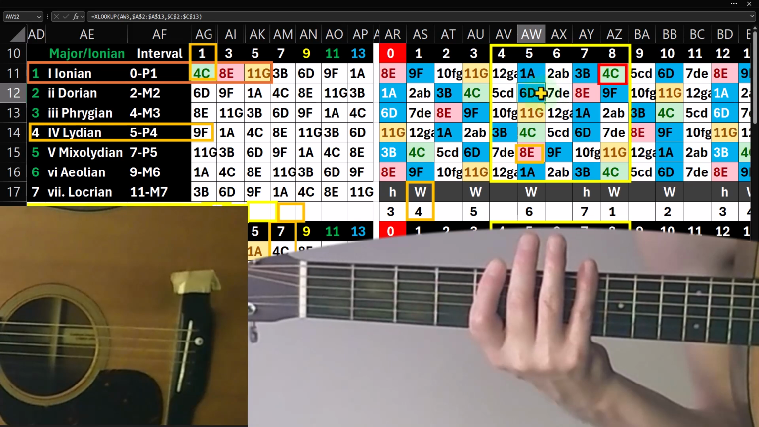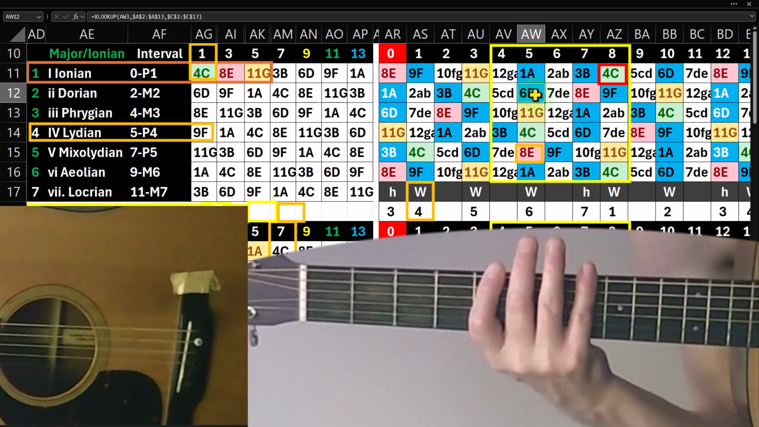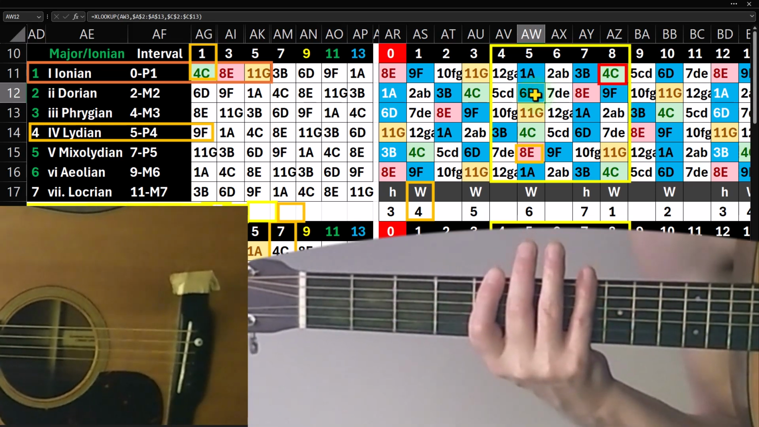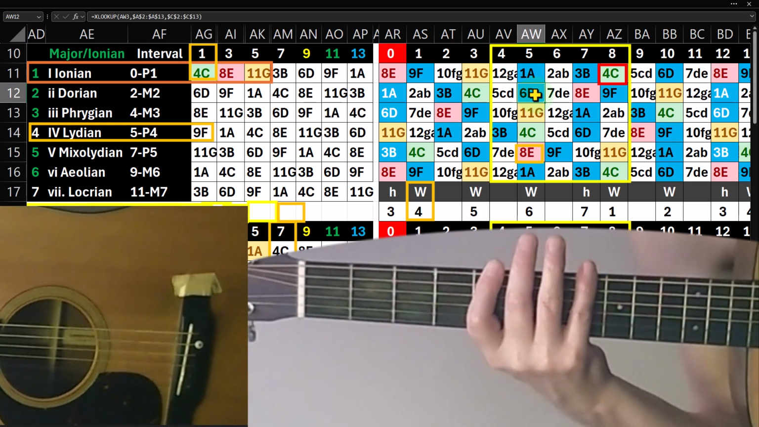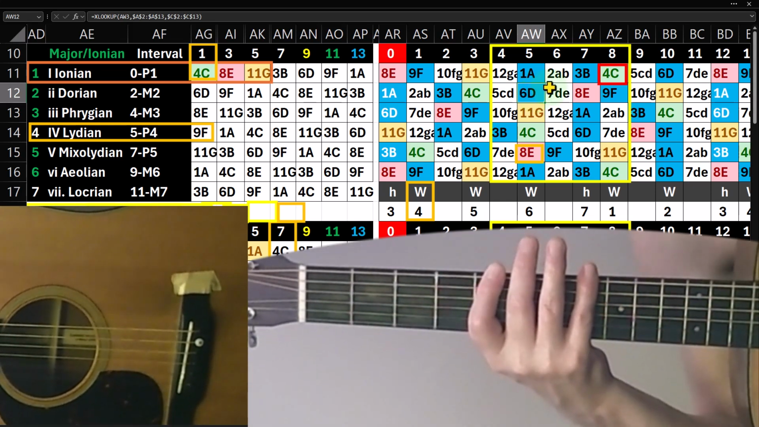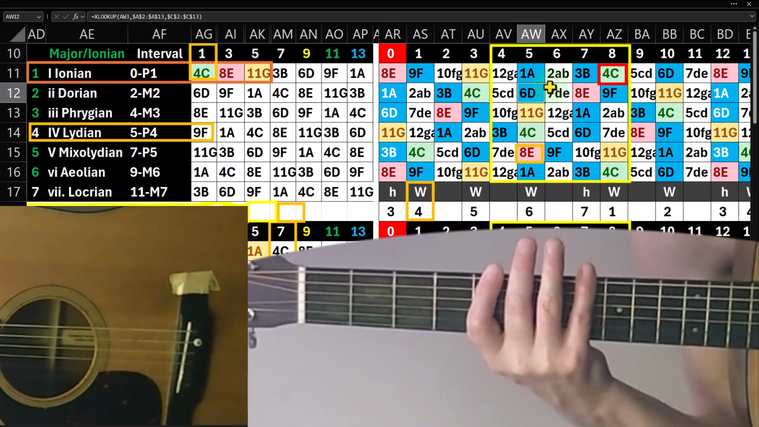So I know that that's going to be a whole step from here to here. That also means that if I learn the formula, then every time I want to walk up a scale, all I have to do is look at the intervals of either a 1 note away half step or a 2 note away whole step.